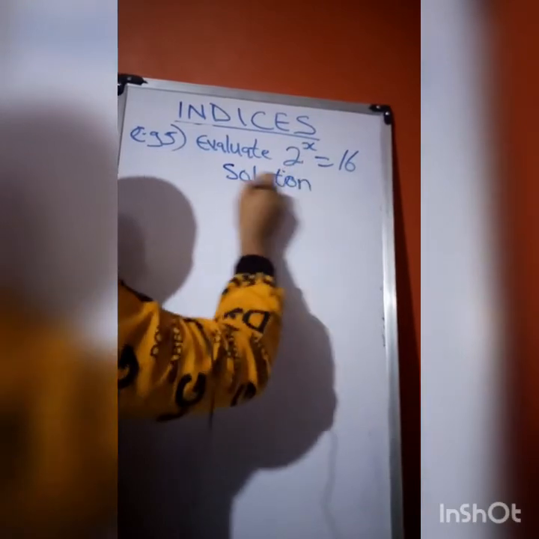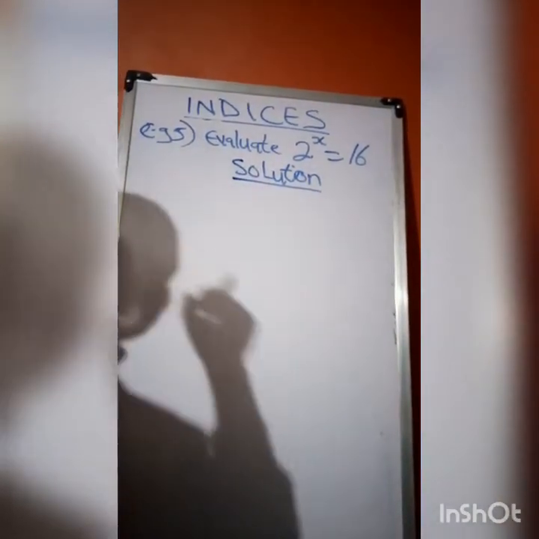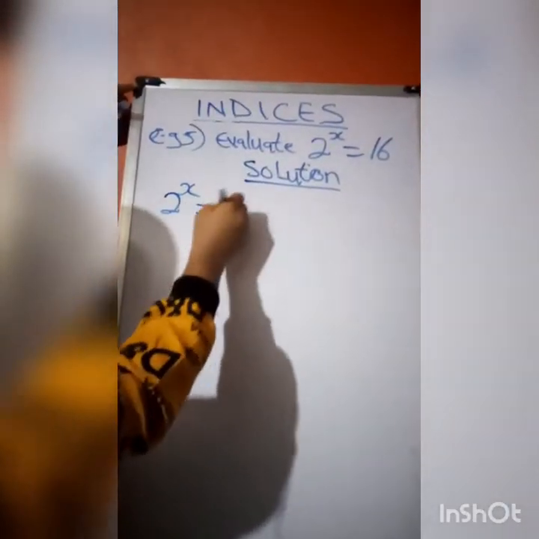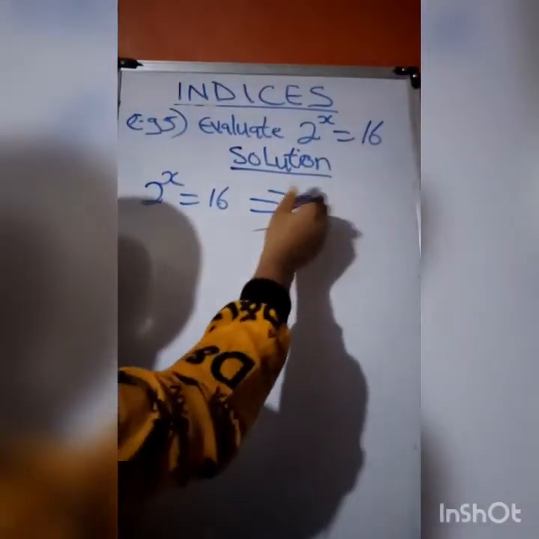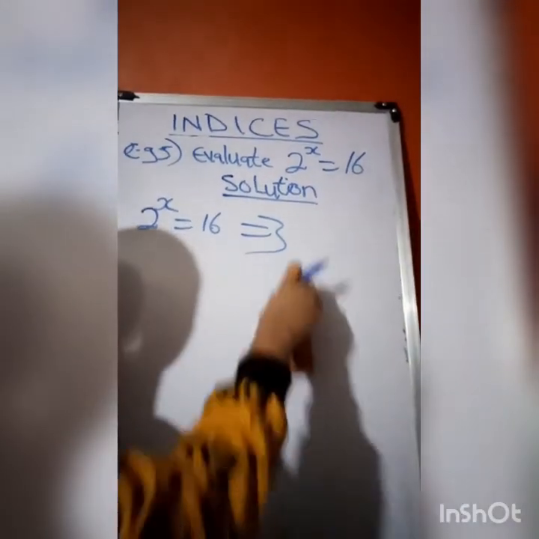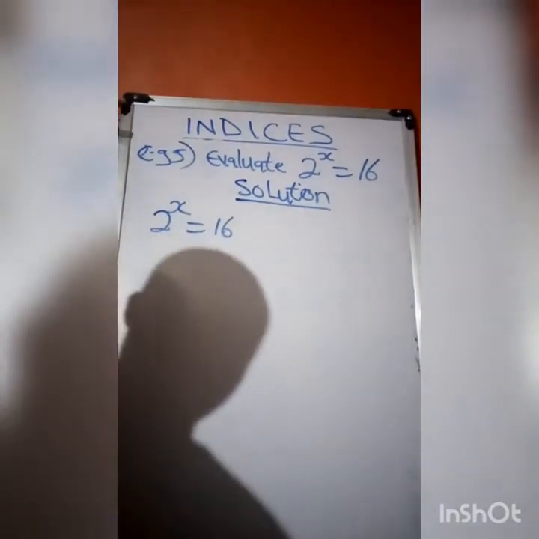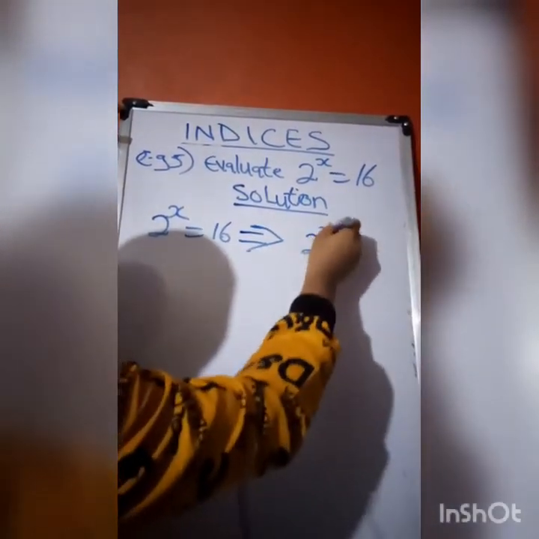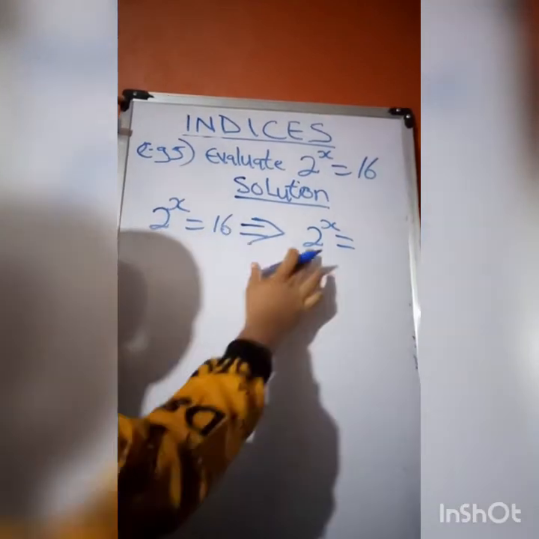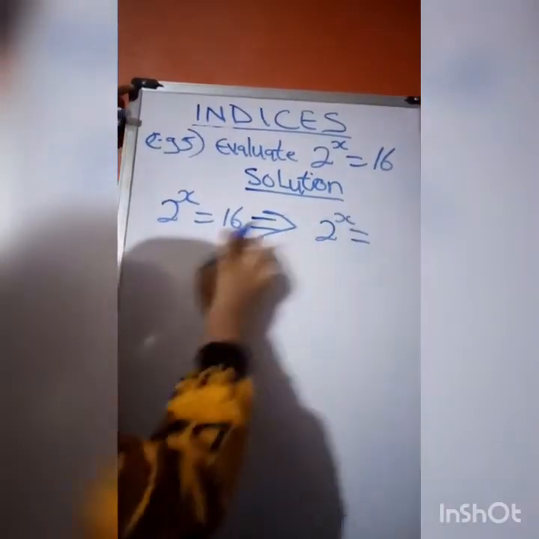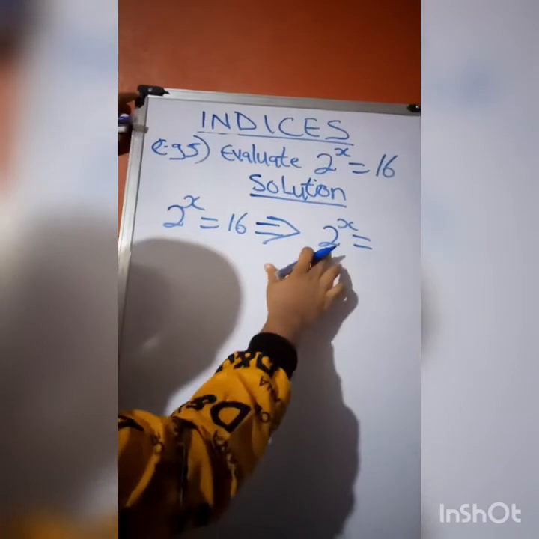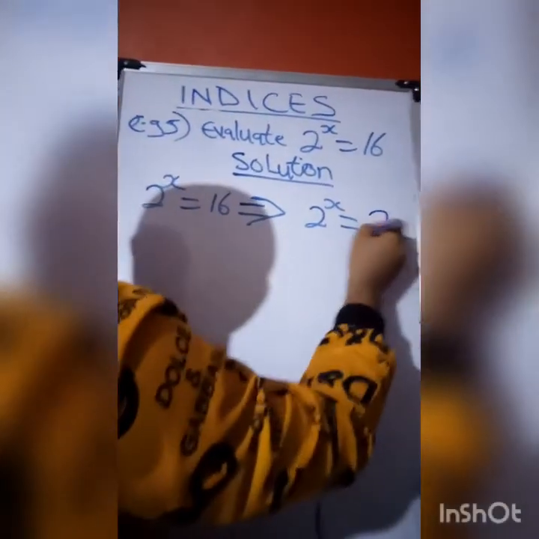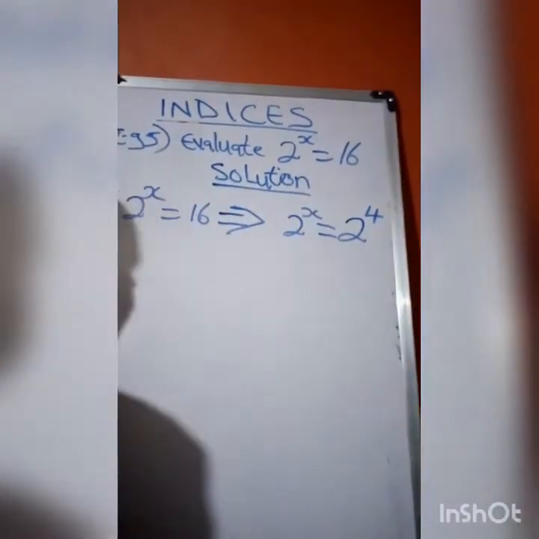You can see that this doesn't follow any of our rules of indices that we did, but I'm going to explain something to you. 2 to the power of x equal to 16. Because I'm having 2 raised to the power x, can I represent 16 as a base of 2? Yes, I can represent 16 as a base of 2.